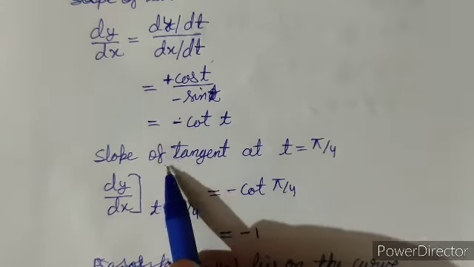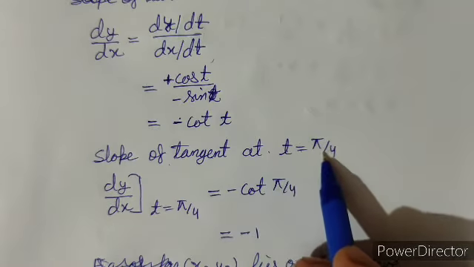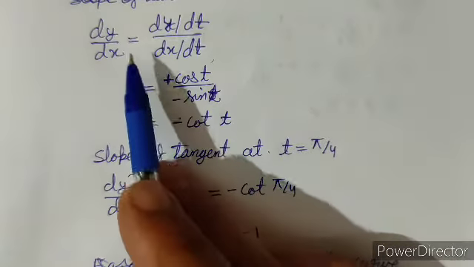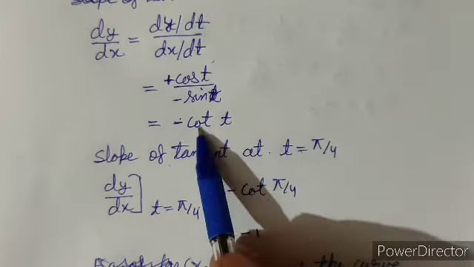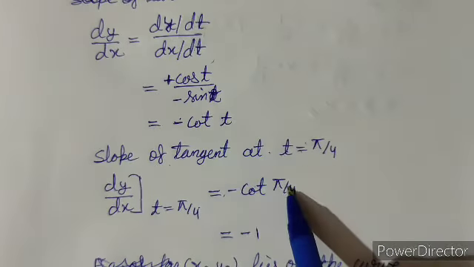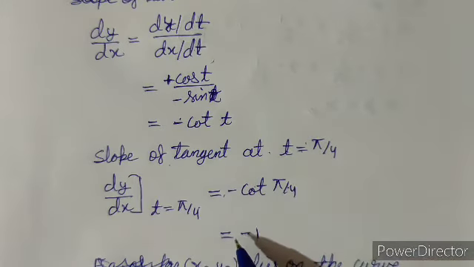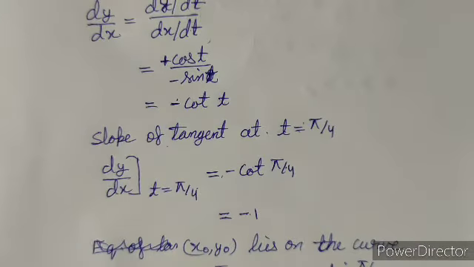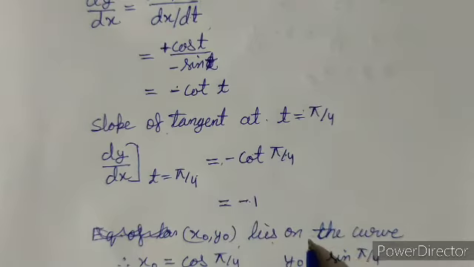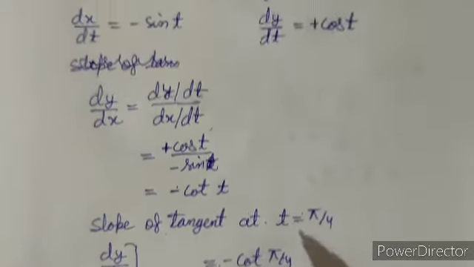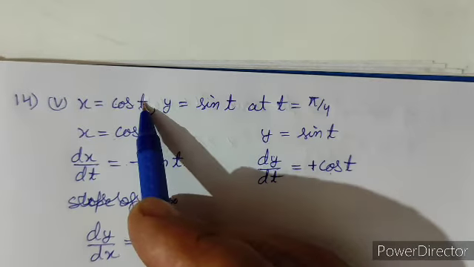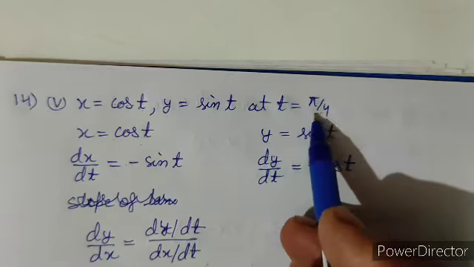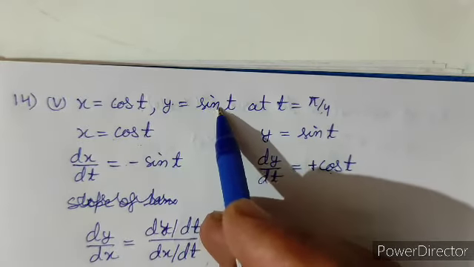Now slope of tangent at t equal to pi by 4 will be dy by dx at t equal to pi by 4, and that will be minus cot of pi by 4, and that will be equal to minus 1. Now here x0, y0 lies on the curve, so the value of x0 will be equal to cos pi by 4 at t equal to pi by 4, and y0 will be equal to sin pi by 4.